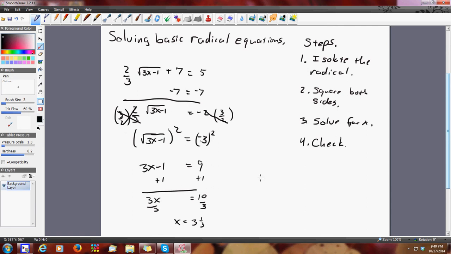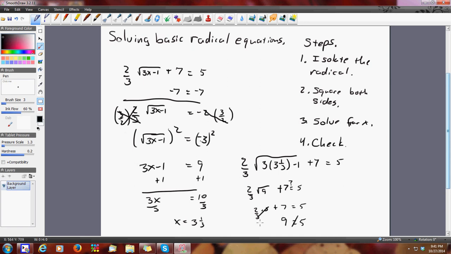Now, I'm going to go back and check this. And let's see what happens. I get 2/3 times 3 times 3 1/3 minus 1, plus 7. I want to know, does that equal 5? 3 times 3 1/3 is 10, minus 1 is 9, so I get 2/3 times that plus 7 equals 5. I want to see if that's correct. Well, this is going to be a 3, so I get 2/3 times 3 plus 7 equals 5. And then I get 9 equals 5, which is not correct.